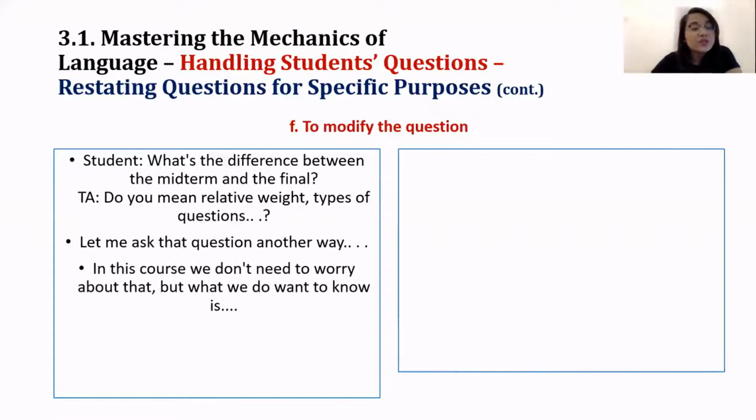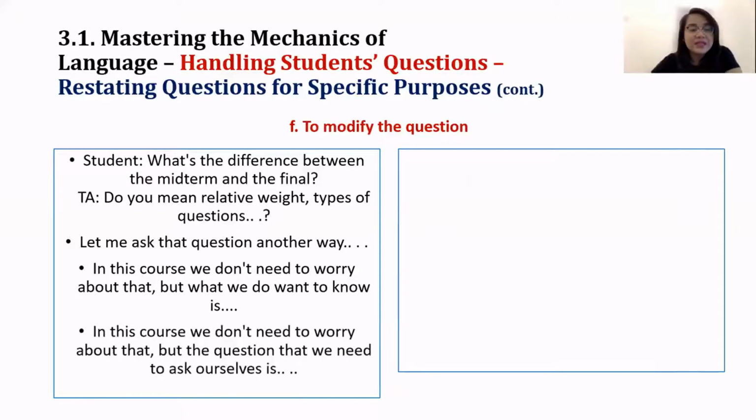In this course, we don't need to worry about that. But what we do want to know is, in this course, we don't need to worry about that. But the question that we need to ask ourselves is, so it's to modify the questions to make it clear, or you restate the question in other wordings or other vocabulary. How about you? If you need to modify the questions, what will you say?